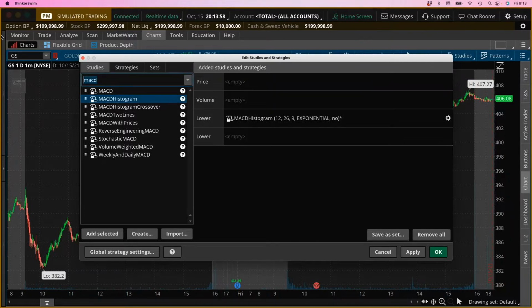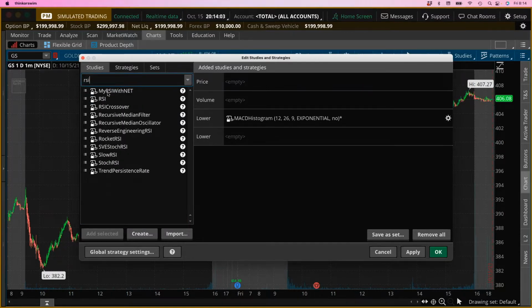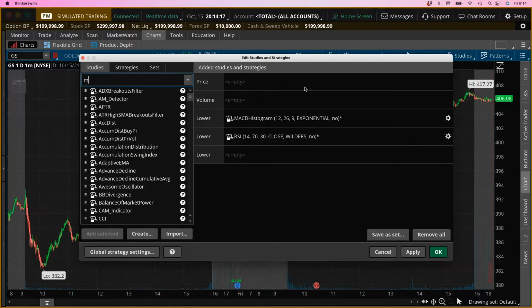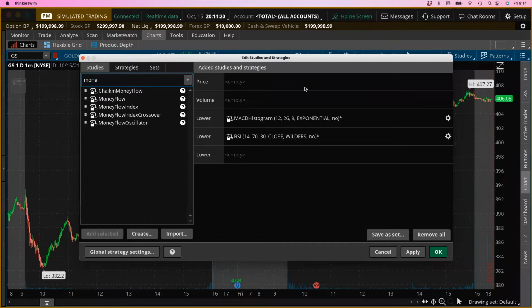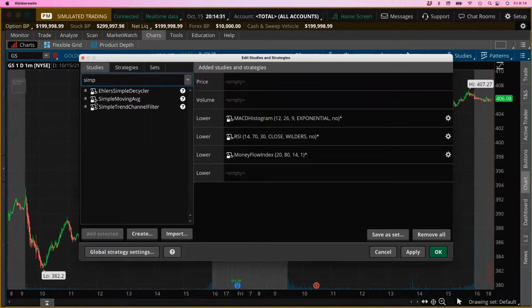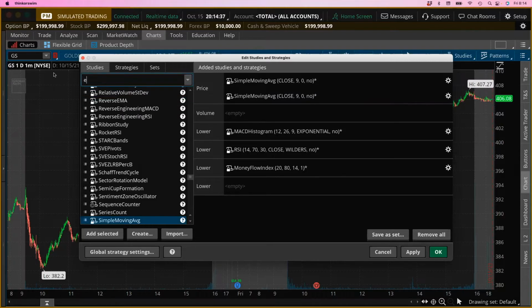Second one you want to add, RSI, Relative Strength Index. Third thing you want to add, and by the way, these are all on the lower section, is the MFI, the Money Flow Index. This is like the most basic setup you could go for. Now we want to go to the top. We're going to add 2 simple moving averages and 1 exponential.